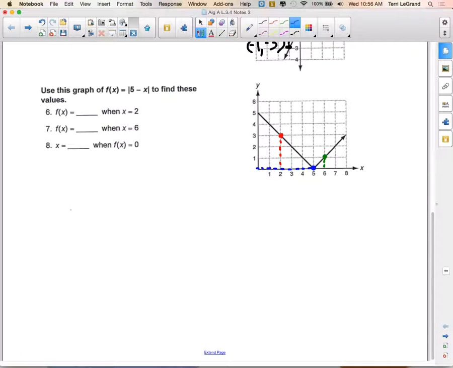Do the lines on the outside mean opposite? You mean in the function rule right here? Is this what you're talking about? Nope, what do those mean? Absolute value. Remember, that's absolute value.